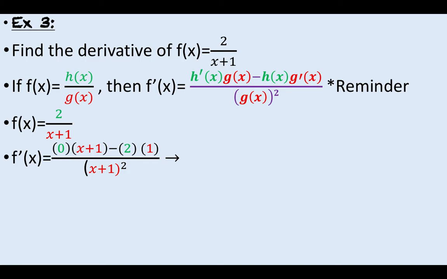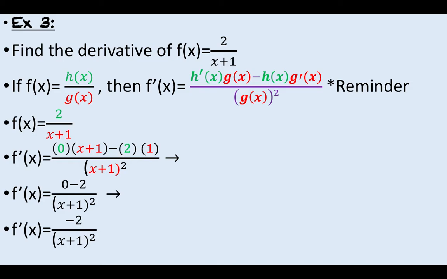What's nice about this one though is that 0 times anything is just 0, so that's going to go away. So on the top we're going to have negative 2 times 1. And that's our answer. So that's our derivative. Feel free if you want to, distribute this out, but to be honest, this is fine and acceptable.